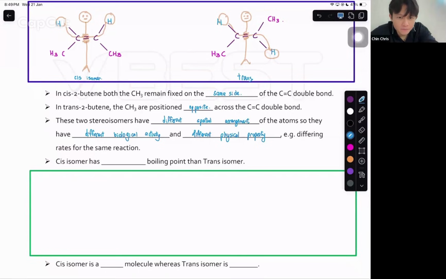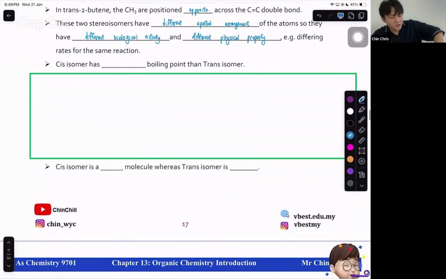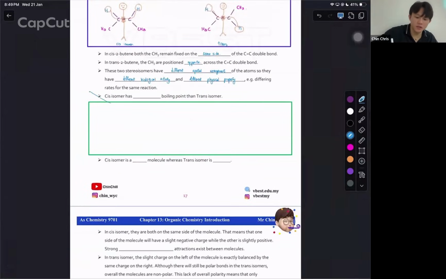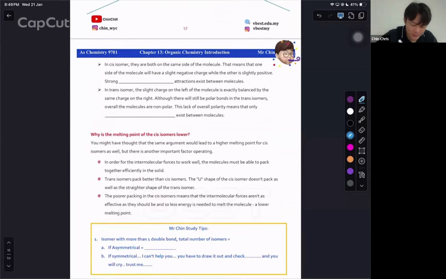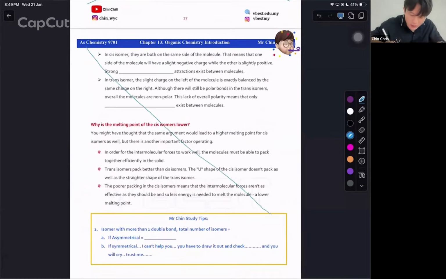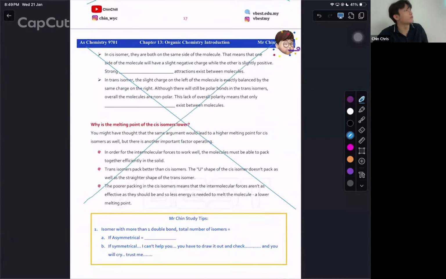Alright guys, next. This part, for cis isomer and trans isomer, I don't want you to copy this. Skip everything here. Nothing you need to know.